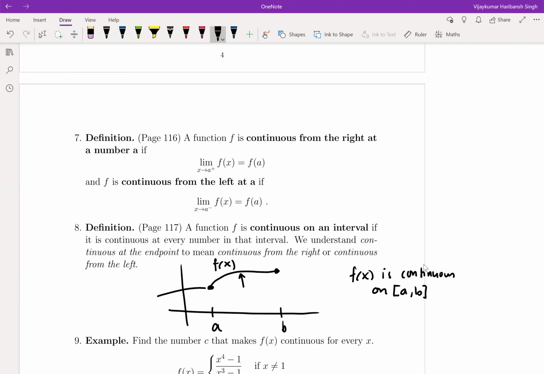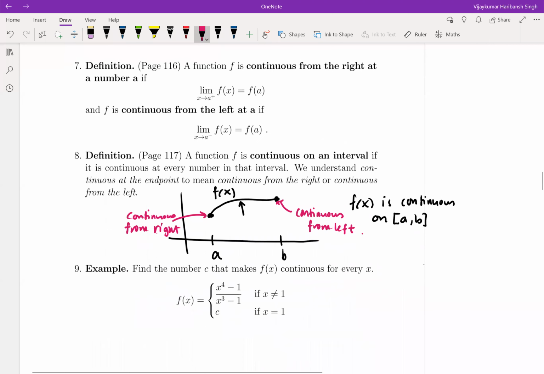And at this point, it is continuous from where? Continuous from the right. And at this point, it is continuous from where? From the left. So this is the idea of continuous on an interval. Now let's look at the next problem.